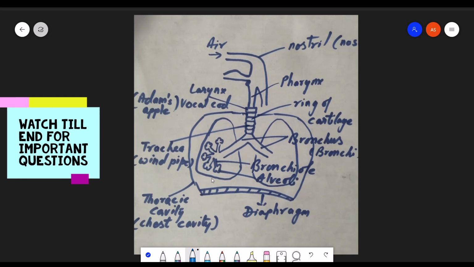When we expel out, the diaphragm moves upward, which reduces the volume of the chest, the lung cavity, and the ribs come back to their original place, due to which the carbon dioxide reaches the trachea, the windpipe, and then is expelled out from the nose. So this is the complete respiratory system.